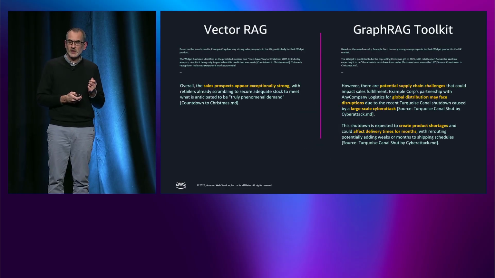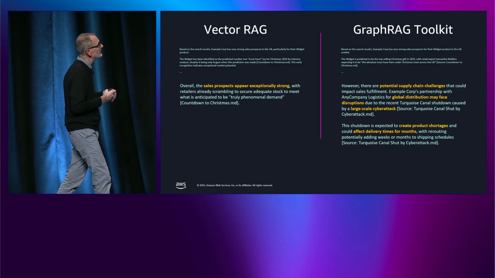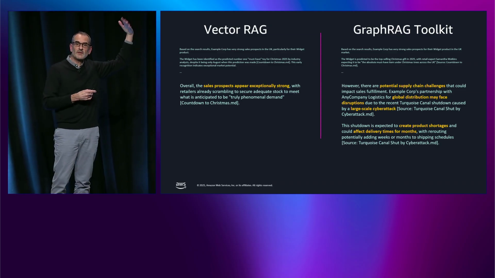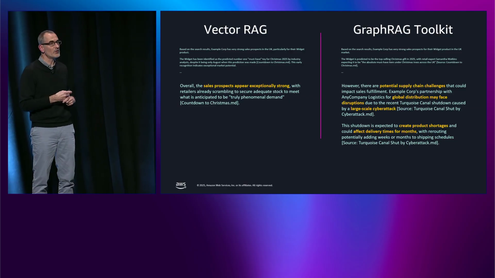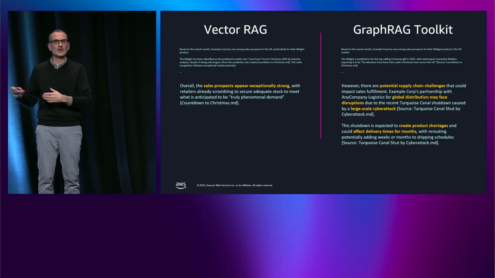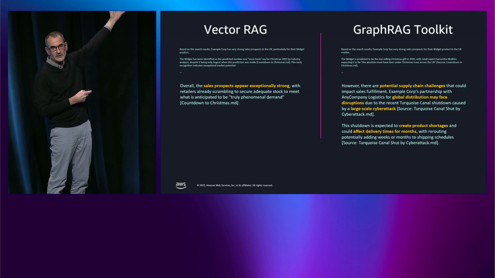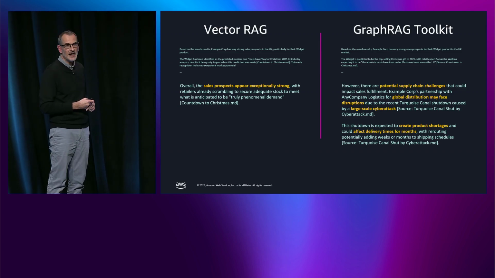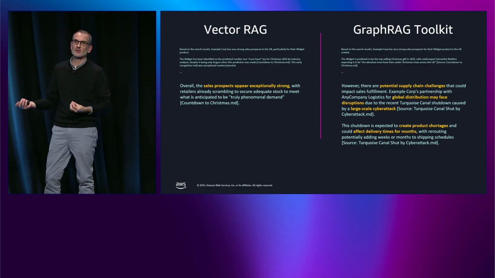So does all this work? Yes. All right. So if we use traditional vector similarity search, the kind of responses that we get, and remember we're also getting chunk-based context that's being supplied to the LLM, the kind of response that we get has lots and lots of detail, but finally, it's that overly optimistic response. Sales prospects appear exceptionally strong.